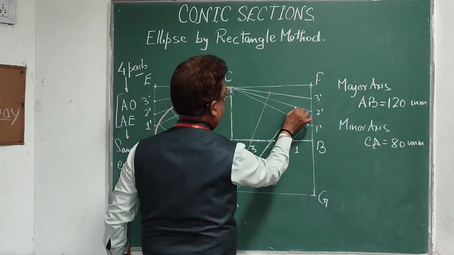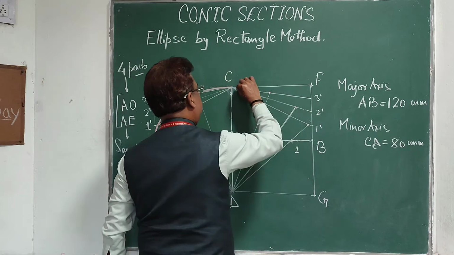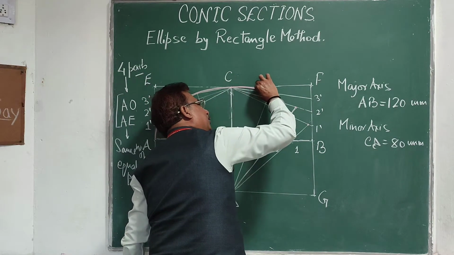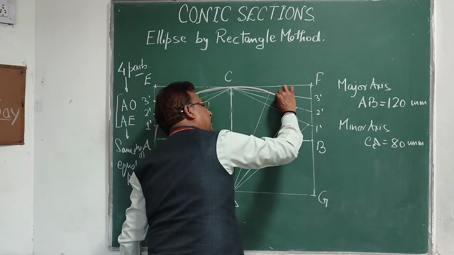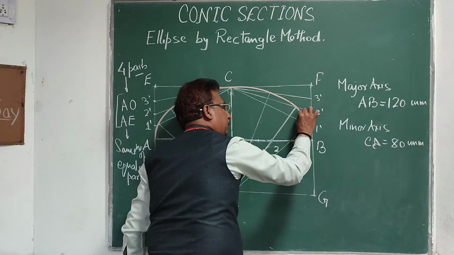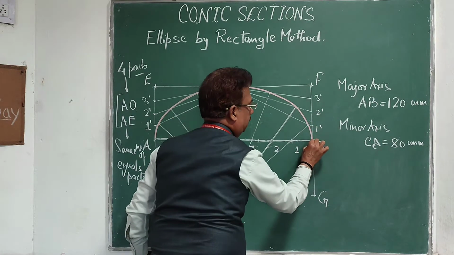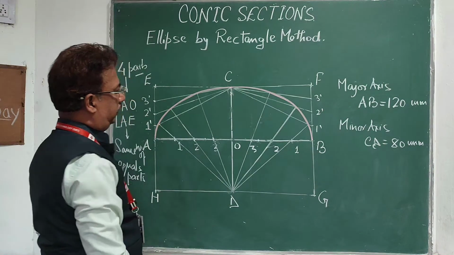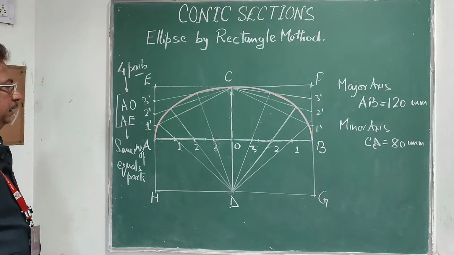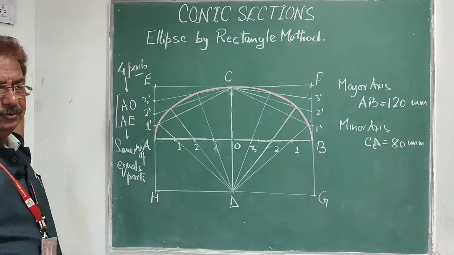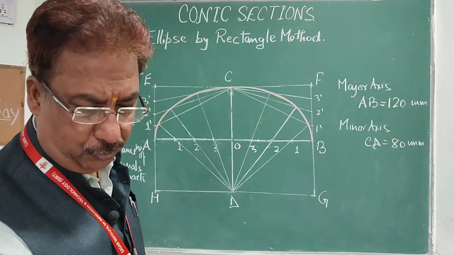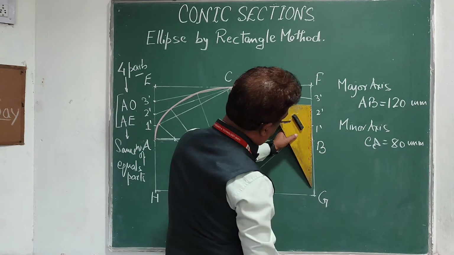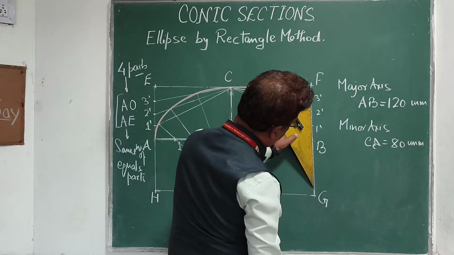Another point, another, then again in the same manner I can join these points by a smooth curve. And I can easily get the 2/4 part of the ellipse. Same method we can apply downside, or as you know that the figure will be symmetrical on both the sides. So one shortcut method will be like this.